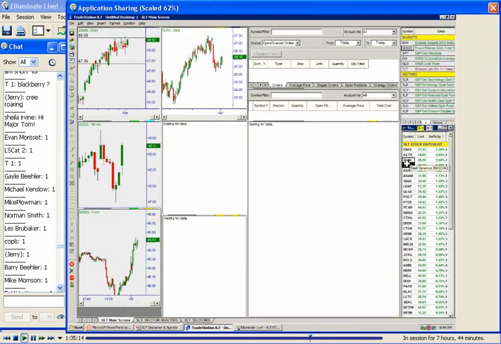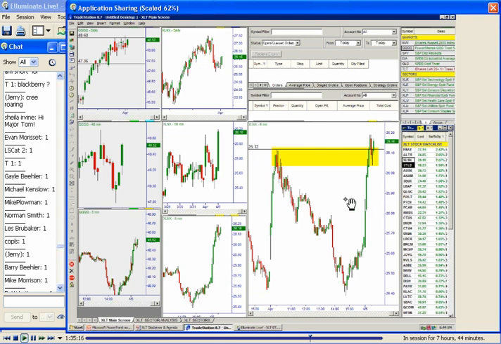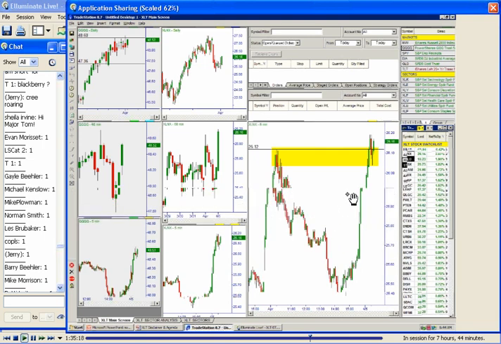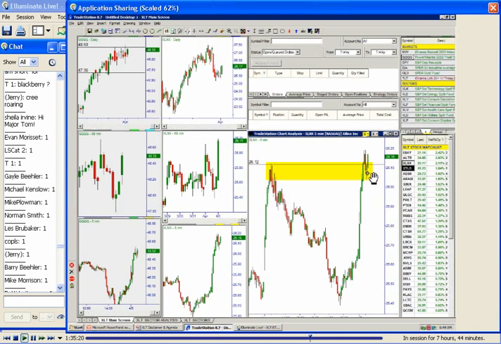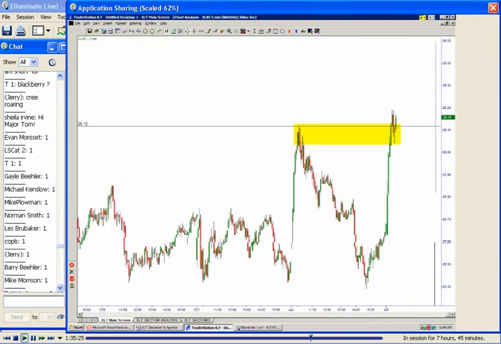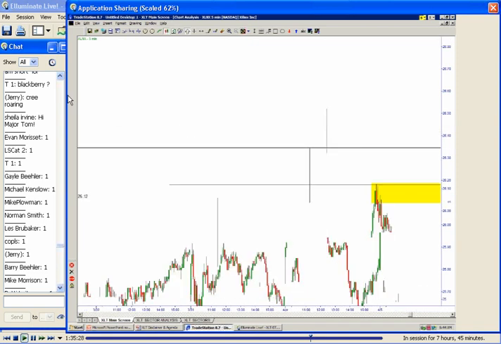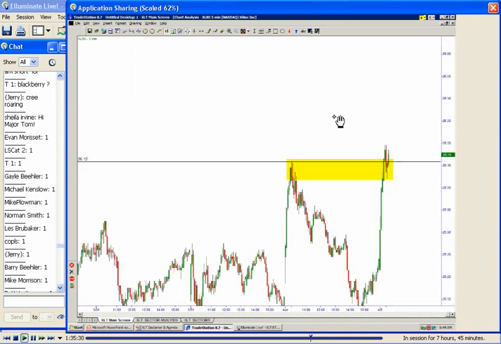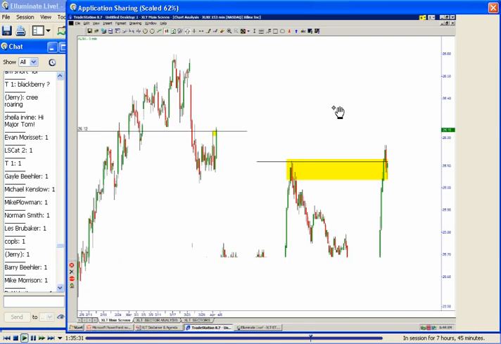Let's take a look at Xilinx here. Good example of a breakout. We pull back right into our zone. Now Xilinx is heading higher. Nice little breakout here on Xilinx. Look at this, nothing over here to the left. These are the strong stocks today.